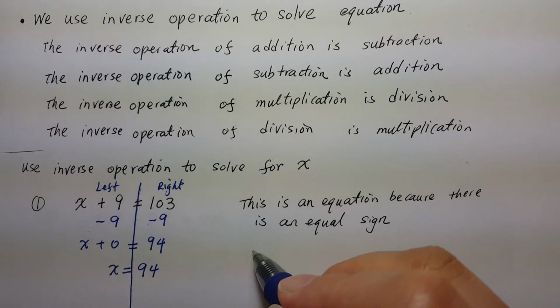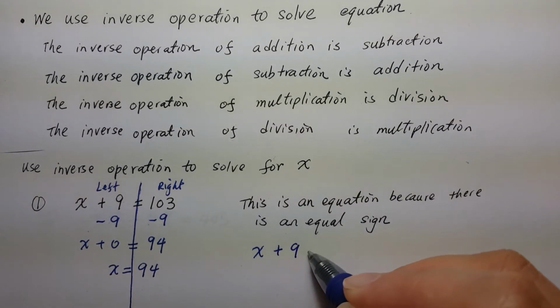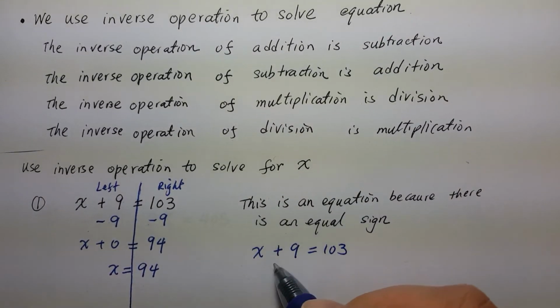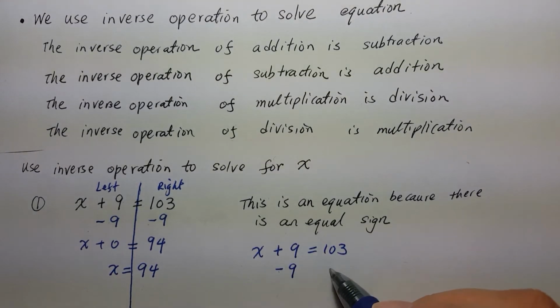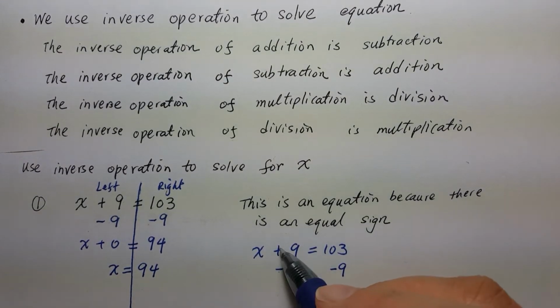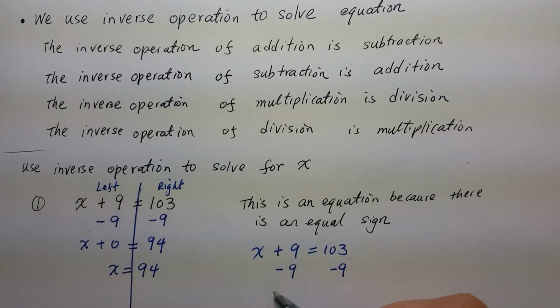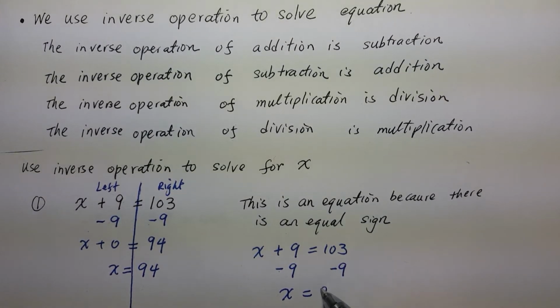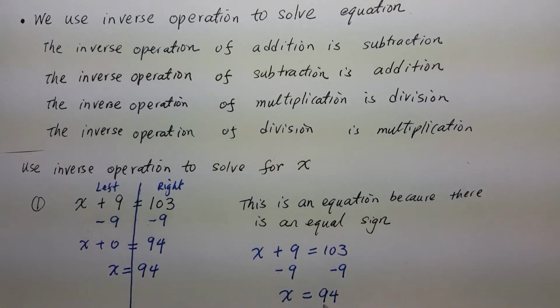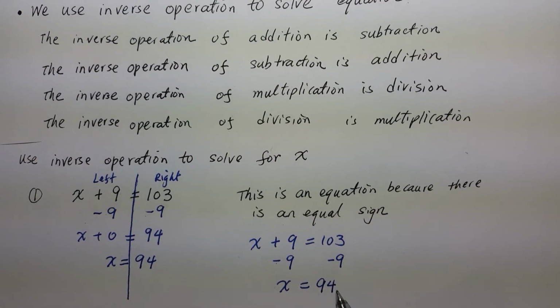Now, sometimes we want to write a little bit less. So we know that the inverse of plus is minus. So we do minus and then minus on the right side. 9 minus 9 is 0, it disappears. So therefore we just write down x instead of x plus 0. And then we use the calculator. 103 minus 9 equal 94. So x equal 94. So this is a shorter version. This is the original version.